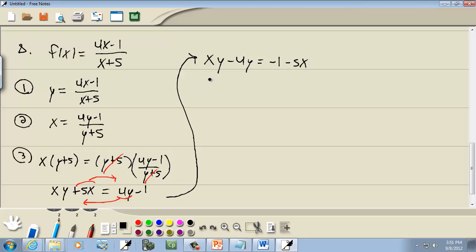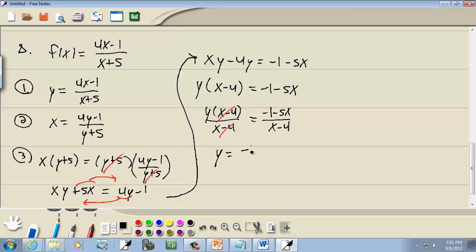Now, we're trying to get a single y. We got two y's. There's two different ways you can get a single y. One of them is combine together like terms, which really doesn't fit here. The other one is to factor out a y. So I'll factor out a y. And that leaves us x minus 4. Our last step, divide both sides by what's behind our y. So we're going to divide both sides by x minus 4. And these x minus 4 are going to cancel there. And we got y is equal to negative 1 minus 5x over x minus 4.